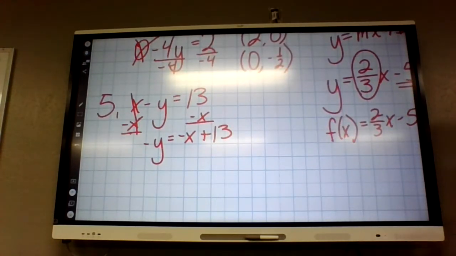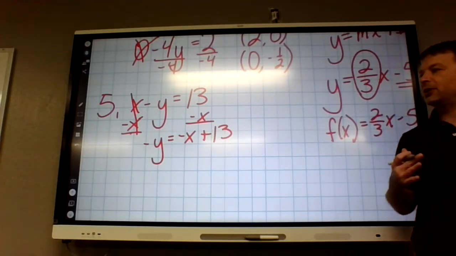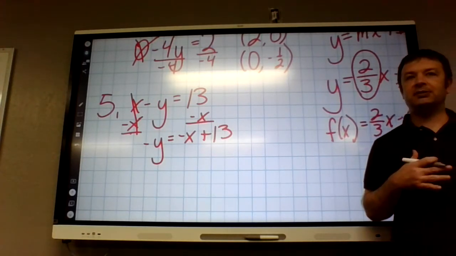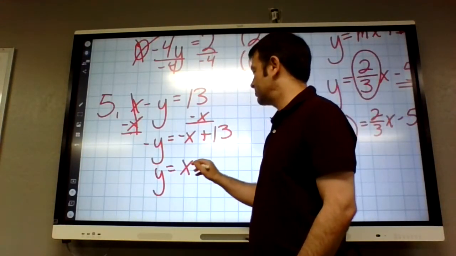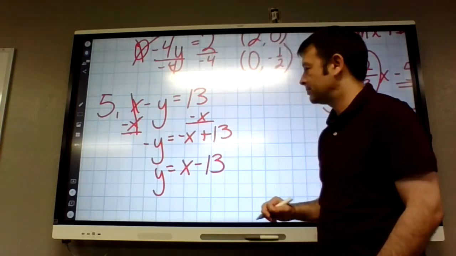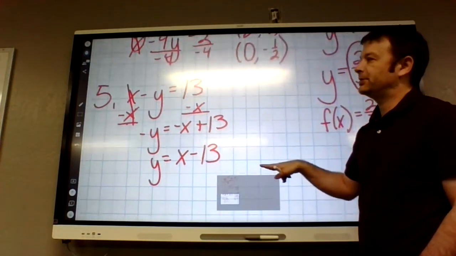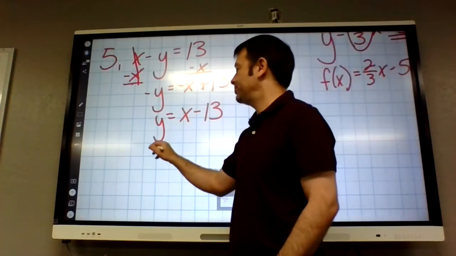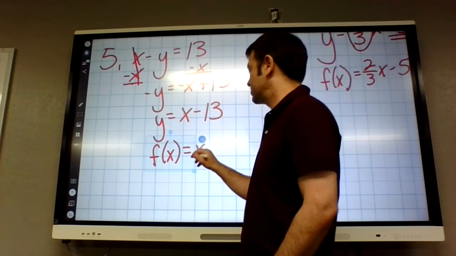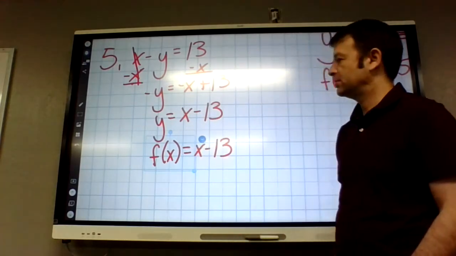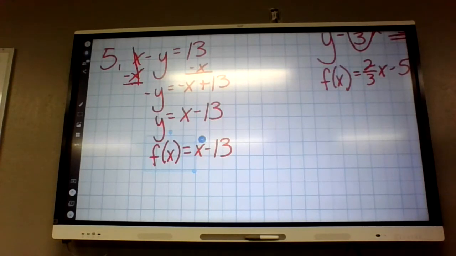Do I have y by itself yet? No. It's got a negative 1 on it, so I need to divide everything by negative 1 on both sides. In other words, I need to switch all the signs. So it'll be y equals x minus 13. So f of x equals x minus 13. To turn into function form, I just replace the y with f of x. Those are the same thing.